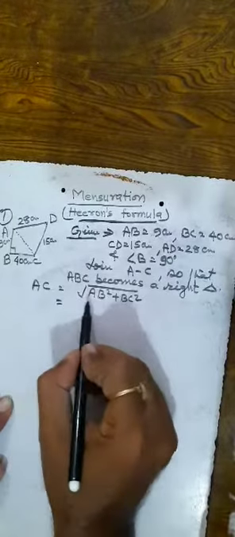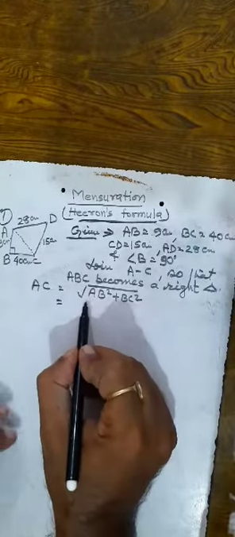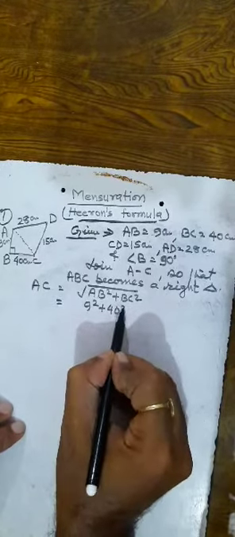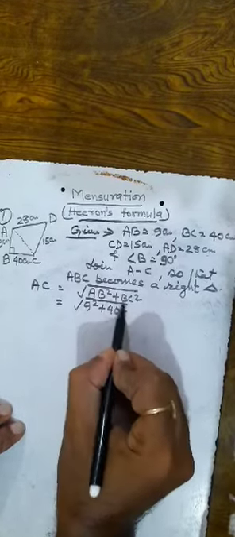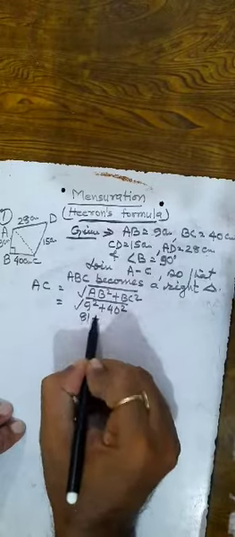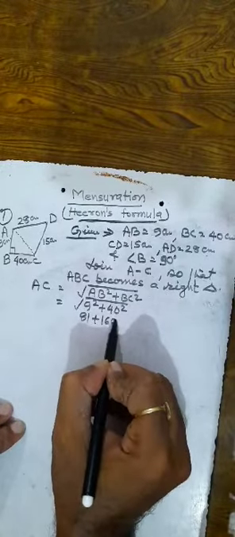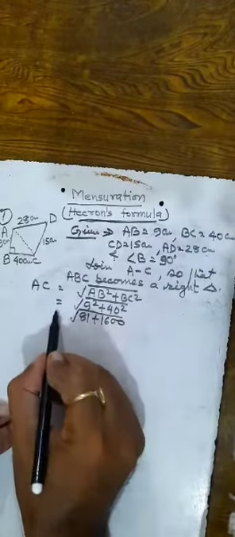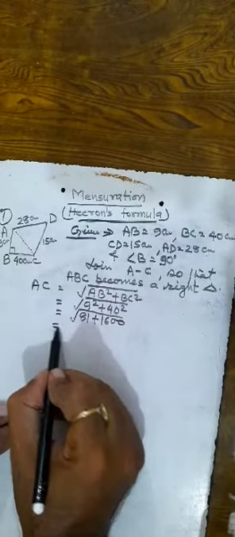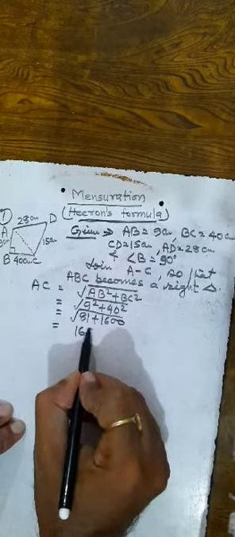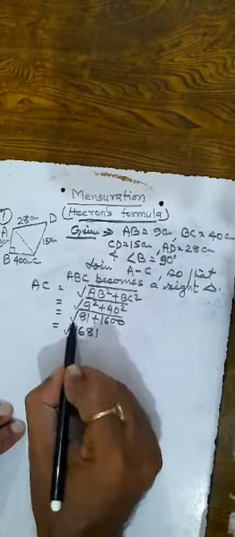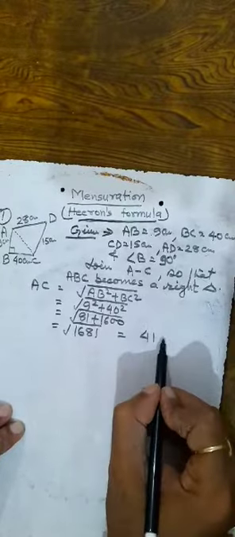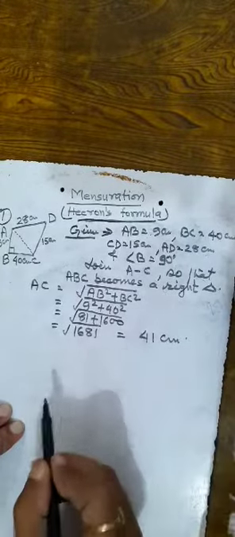That is equal to square root of 9 square plus 40 square, 81 plus 1600, 1681 square root, that is equal to 41. AC is equal to 41 centimeter.